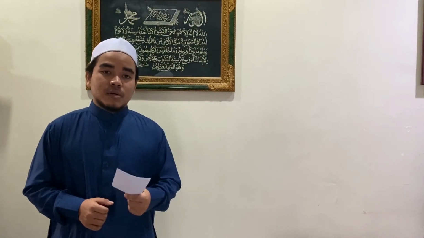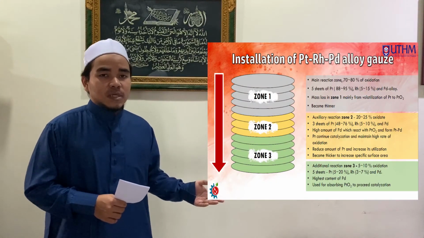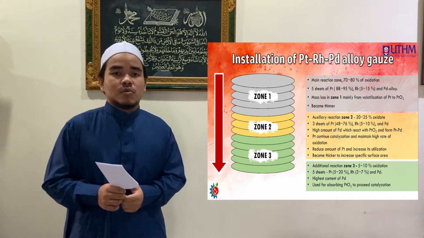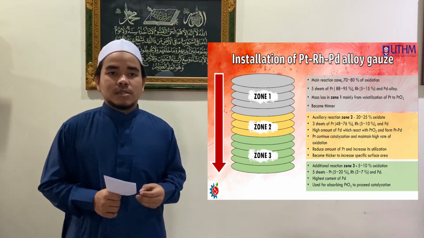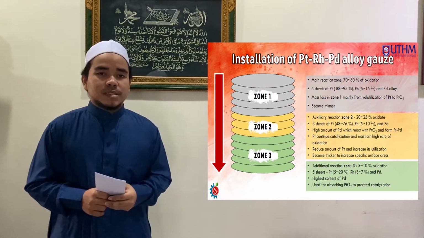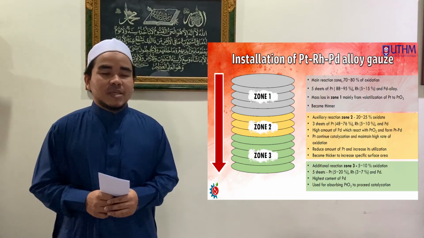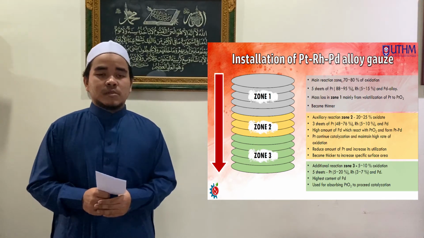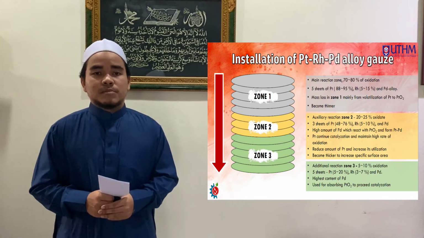Let's proceed to the installation of the platinum, rhodium, palladium alloy gauze. For the installation, as we can see from the figure shown on the right side of the video, the gauze will be installed in 3 zones. In zone 1, 5 sheets with a high content of platinum and rhodium will be installed, and in this zone the gauze will become thinner, and the mass loss from this zone was mainly from the volatilization of platinum to platinum dioxide.